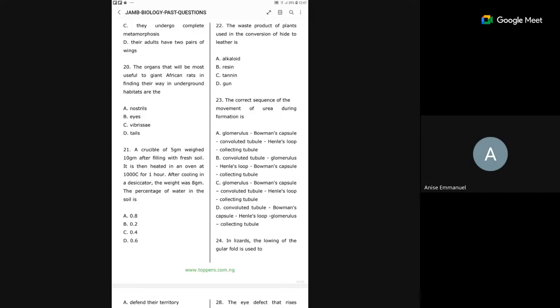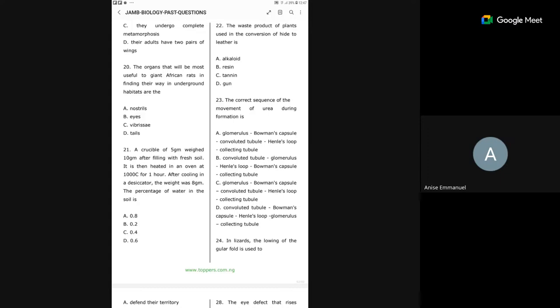So what is the percentage of water in the soil? One thing we should note here is that after heating the crucible, the water in the soil will evaporate. So when it evaporates, the soil will now become dry. So how many grams of water have been lost? We do 10 grams minus 8 grams. That's 2 grams of what? Water have been lost. So how do we get the percentage of water?